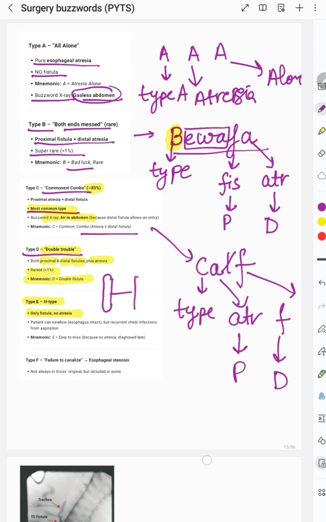Here will be the trachea, here the esophagus. So just this tract will be there between both. Otherwise, this esophagus is patent here, it's not atretic here. So now the patient can swallow because the esophagus is intact.